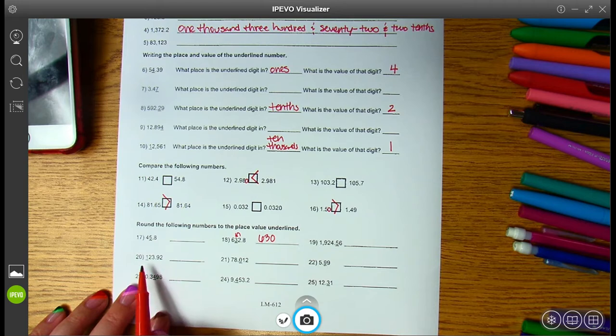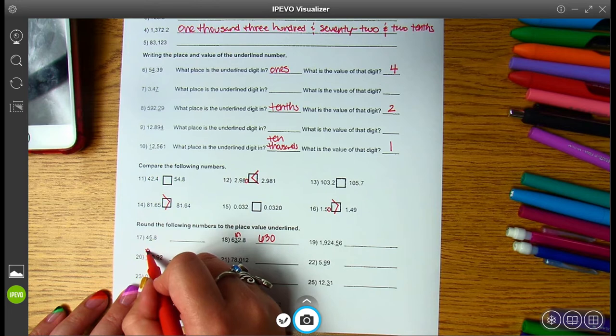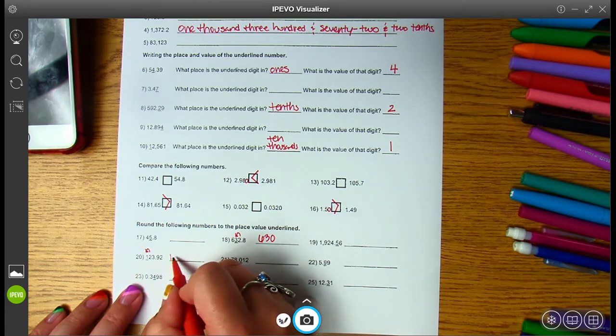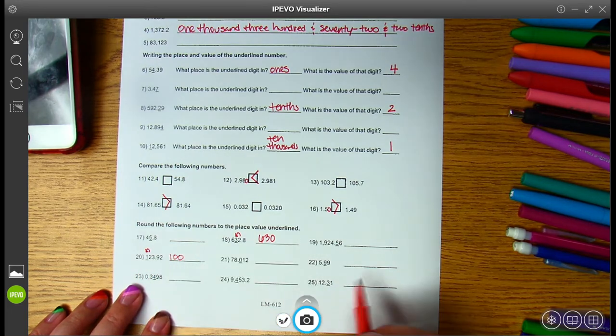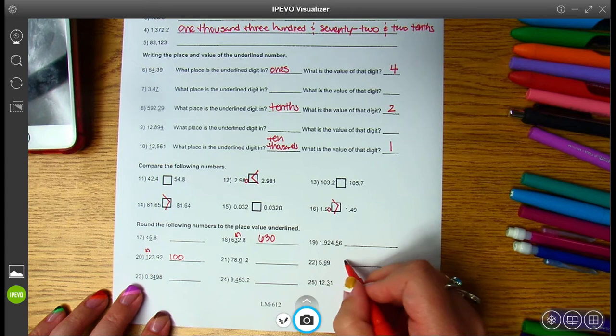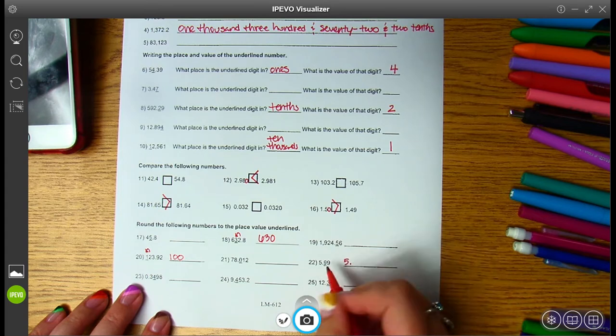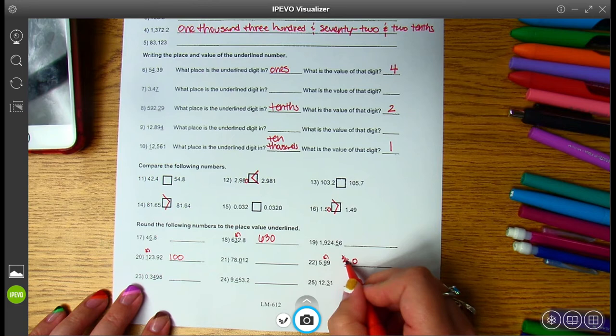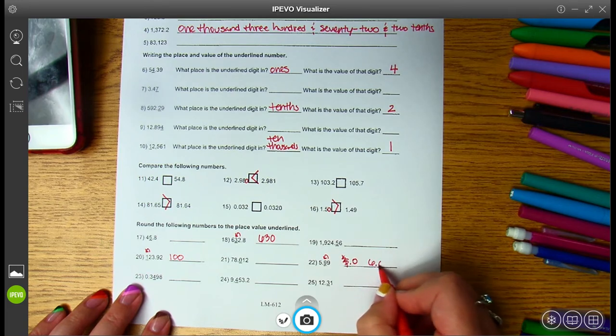Okay, let's look at the next even, 123.92. I'm going to focus on the digit in the hundredths place, that 1. Look at the number behind it, the 2. This 2 tells this 1 to stay a 1. So it's 100. Okay, for this one, you have 5.5 point, this 9 tells this 9 to actually go up 1. So that would be 0 and carry the 1. And 1 plus 5 makes 6. So that's actually 6.0.